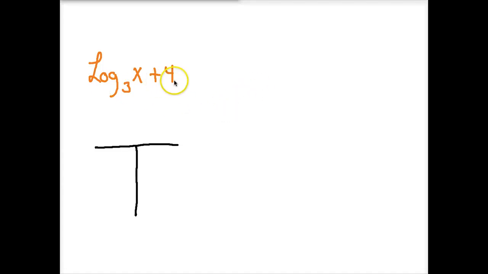Okay, so here's the transformation. This plus 4 on the end is a shift, a K shift. So that's up and down because it's not in parentheses with the X. You did a good job on your first graphing. Do the same thing that you did there.